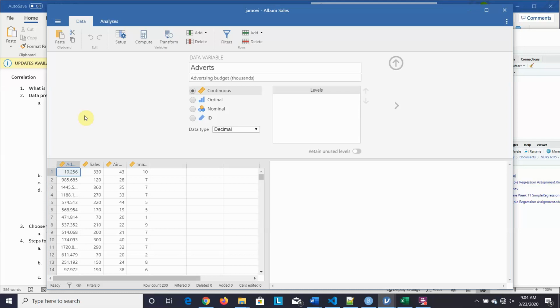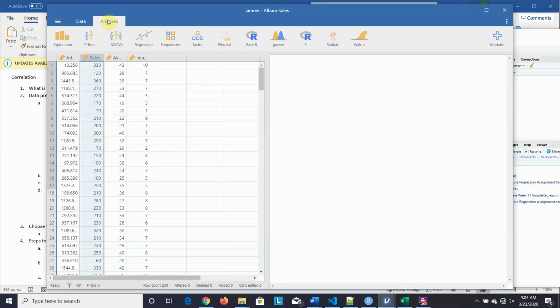It has a real zero point. We're talking about money. Zero means zero. When you've got zero, you have no money. So that's a ratio, a very concrete measurement, and it's continuous. As we can see, we have decimals here. Sales, this is number of record sales or album sales, and that is a concrete measurement also. So zero means no sales, and that is also ratio, and that's correct in our data set, and that's all we're going to look at for a simple regression.